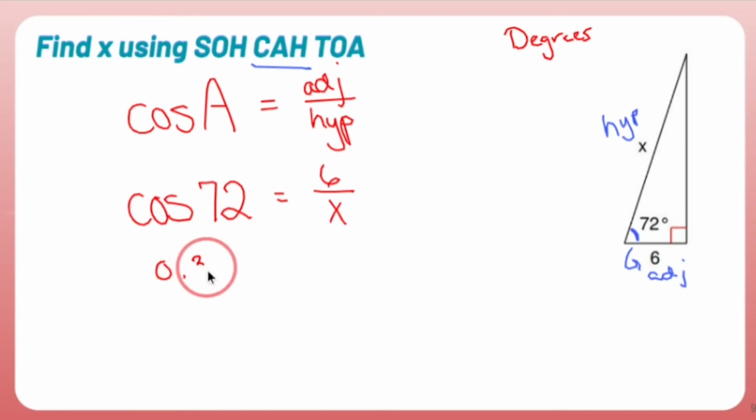0.30901, so I'll just call it 0.309. That's going to equal 6 over x. My job is to solve for x, so this is what I'm going to do. X is on the denominator. I don't like that, so I'm going to create a denominator for you and look at this as a proportion. You don't have to do it this way. This is just the way I'm doing it.